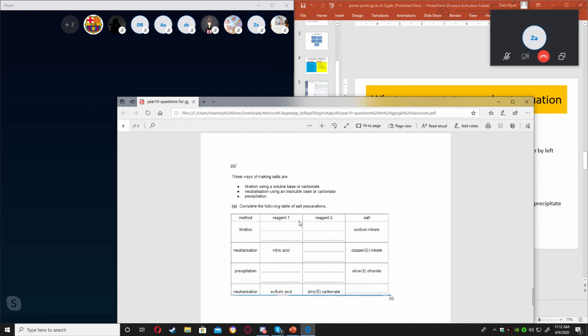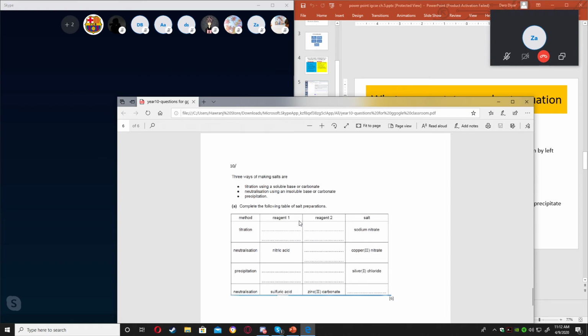Do you see that slide which we have the indicators? Yes. The most common indicator we have is phenolphthalein, okay? Which we use in titration. So we come to what is titration?